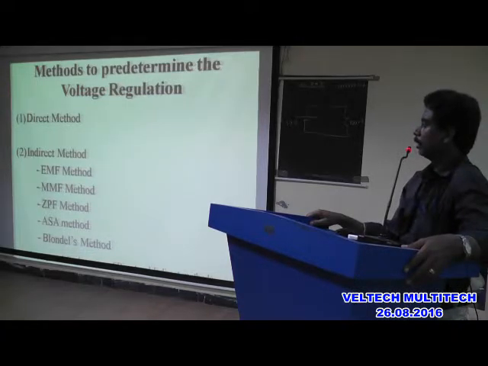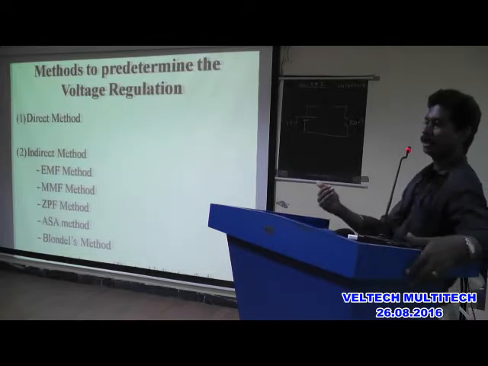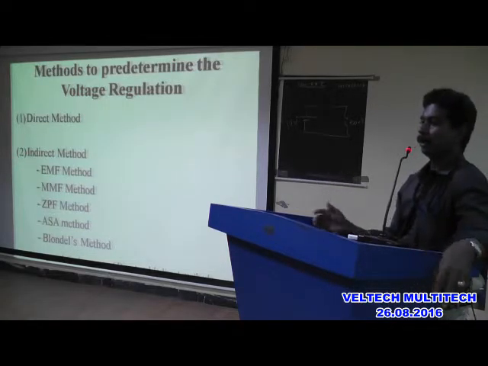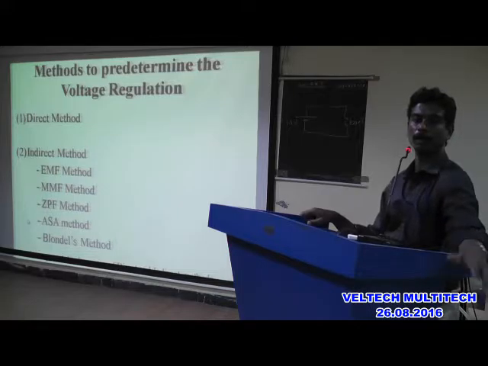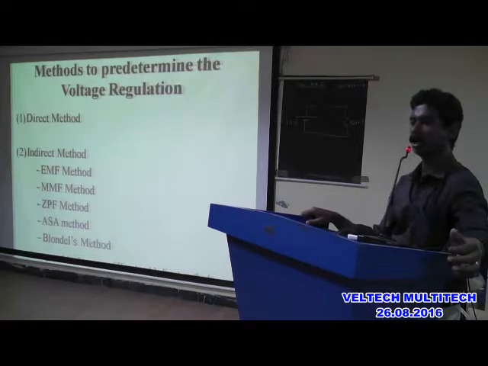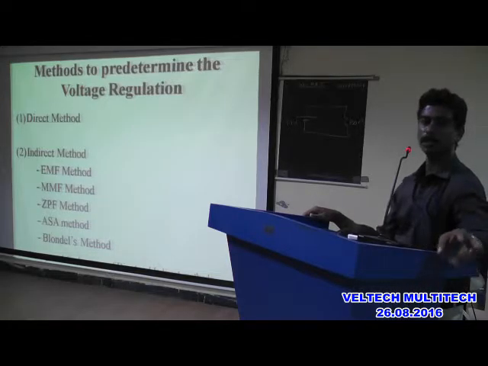In the indirect method, there are four or five methods: EMF method, MMF method, ZPF method, ASA method, and Potier's method. Out of these five methods, the first four are suitable only for non-salient pole alternators. Non-salient pole alternator means smooth cylindrical alternator. Whereas the two-reaction method is suitable only for salient pole alternators.